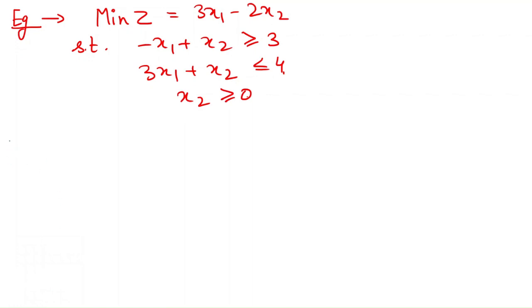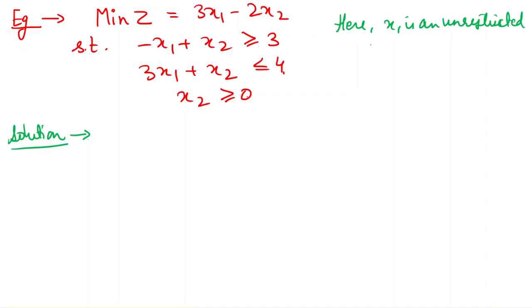So here we could see a difference in the question, the linear programming problem that was given to us. Nothing is given to us about x1. That means here x1 is an unrestricted variable.